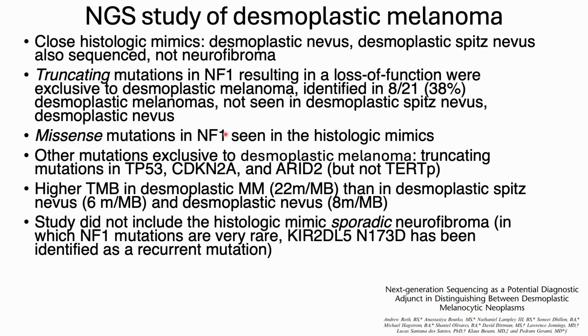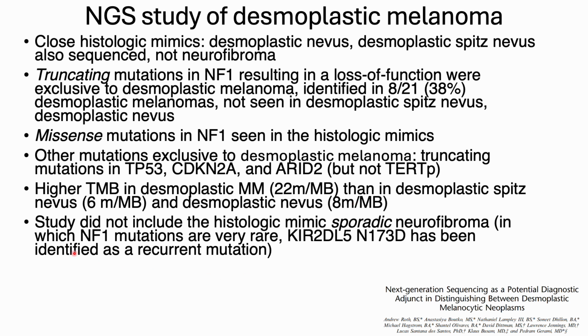Missense mutations in NF1, in contrast, could be seen in the histologic mimics. And then there are other melanoma progression mutations, for example, TP53, CDKN2A, ARID2, that were present in the desmoplastic melanomas, but not in the desmoplastic spitz nevus and the desmoplastic nevus. And then the desmoplastic melanomas had a higher tumor mutational burden than the desmoplastic spitz nevus or the desmoplastic nevus.